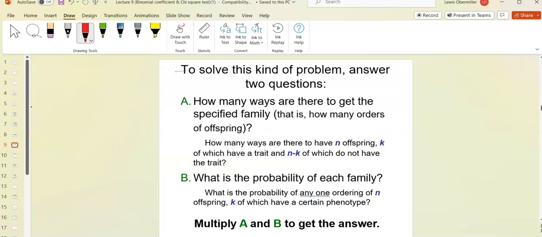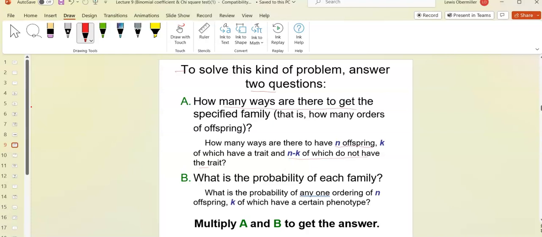So in order to solve this kind of problem, we have to answer 2 questions. The question is, how many ways are there to get that specified family? Just like how many ways can we get the dice? How many ways can we get a 7? How many ways are there to get N offspring, K of which have a certain trait, in which K do not have a certain trait? What's the probability in each family?